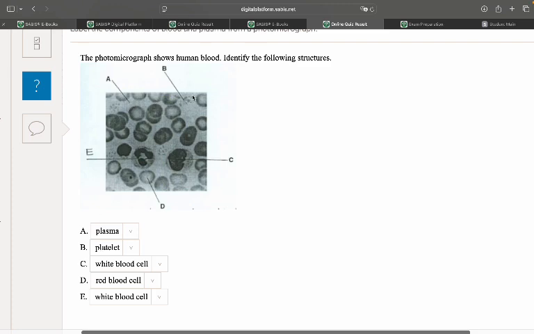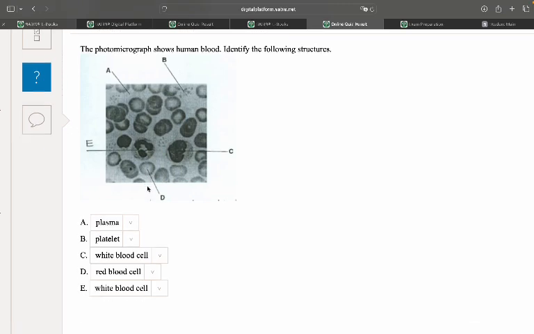B is a platelet. You can see here, as we said before, platelets are fragments in the blood. C is a white blood cell. We said it has a large nucleus and it has organelles, so it makes sense that this is a white blood cell. D is a red blood cell. This makes sense. Why? Because the red blood cells, as we know, lack nuclei, lack organelles, and are disc-shaped. So this is a red blood cell. E is also a white blood cell. Why? Because we can see it has organelles, so that just proves that it is a white blood cell.